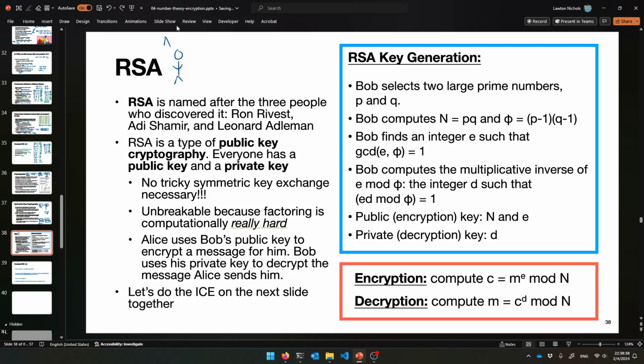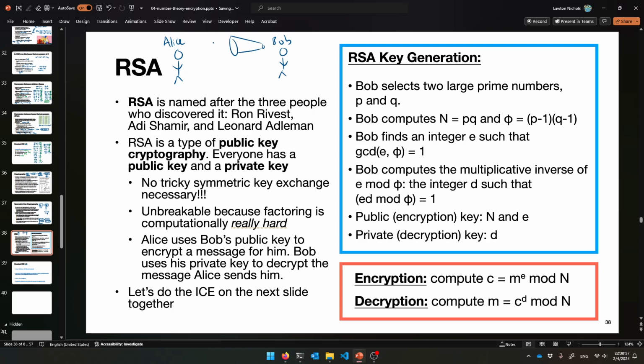If only I could spell Alice. And then here's Bob over here, the receiver. So in order for people to send messages to Bob, Bob needs to share his public key with the world. So anybody on the internet who wants to see it, he'll shout it out to them.